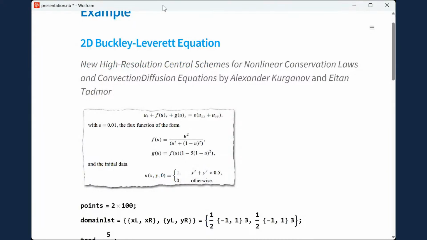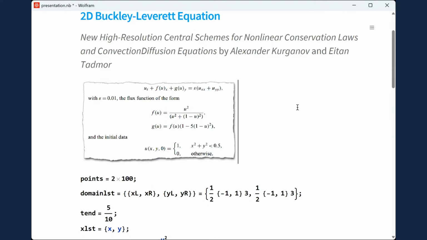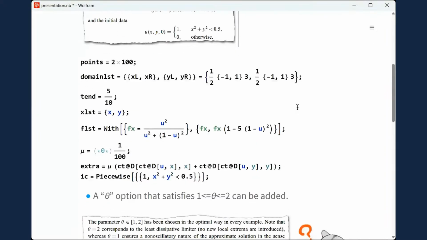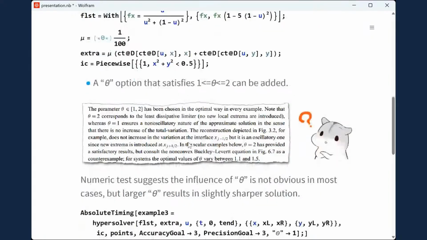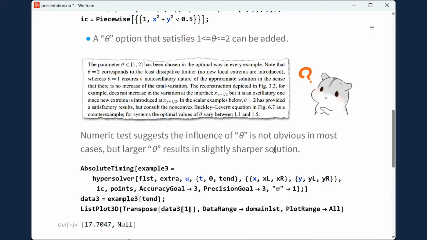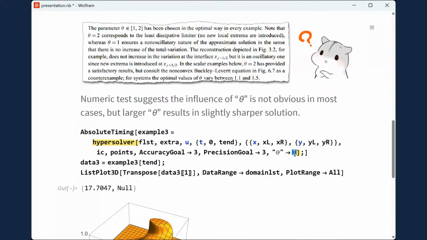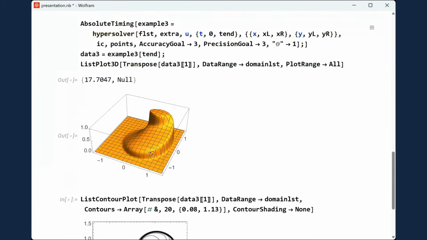Here is another example from the paper, somewhat similar to the previous one, but this one is more challenging. And we have to adjust the option of the package, the setup option. Though the setup value is explained in the original paper, honestly speaking, I couldn't understand the explanation in the original paper very well. But after some testing, I noticed that the difference of its set value is not very obvious in most cases, but a larger set value results in a slightly sharper solution. And in this example, we need to lower it a bit, set it to 1, and obtain this.